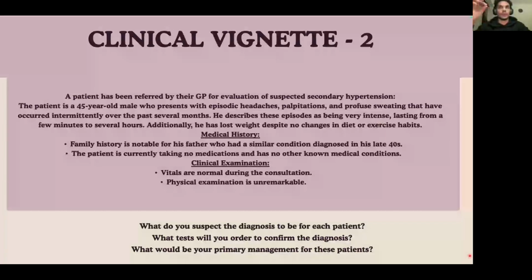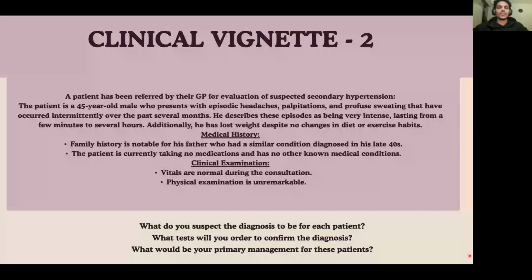Once you find out where this is coming from and what the issue is that is causing Conn's syndrome, you then either opt for surgery if it's an adenoma. If it's bilateral hyperplasia, you can't remove adrenal glands, so you give mineralocorticoid receptor antagonists, usually long term, and you titrate it to effectively treat the symptoms of the patient.